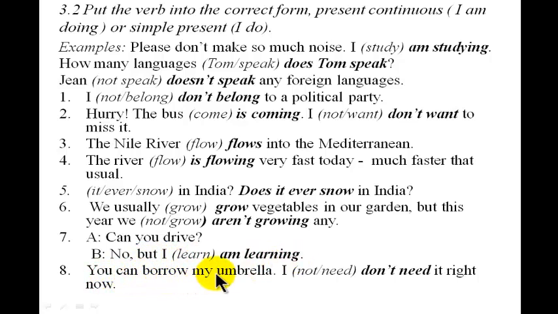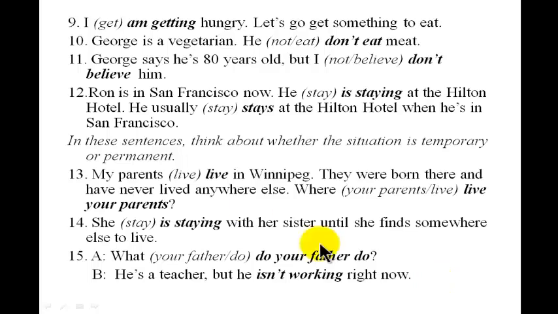You can borrow my umbrella. I don't need it right now. I'm getting hungry. Let's go get something to eat. George is a vegetarian. He doesn't eat meat. George says he's 80 years old, but I don't believe him. Ron is in San Francisco now. He is staying at the Hilton Hotel. He usually stays at the Hilton Hotel when he's in San Francisco.